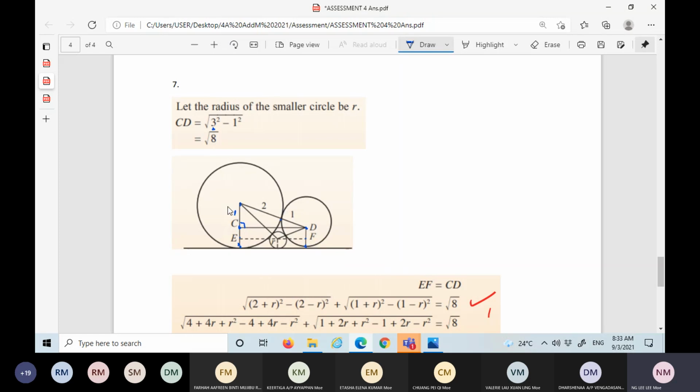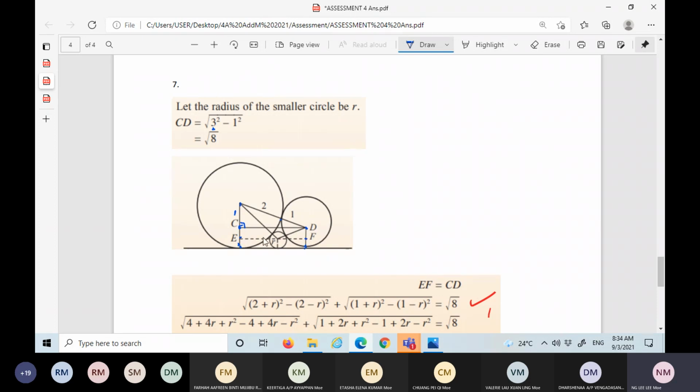For this type of question you remember these few tips. Make use of the tangent, draw the radii to make a trapezium, so that you have a rectangle and then a right angle triangle. So you have a 3 here, you have 1 here, therefore you know CD is the square root of 8. Then this CD, you can move to this EF, the base here. Same thing, make use of it.